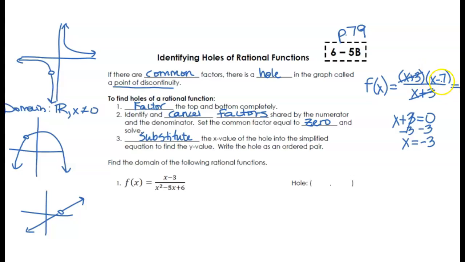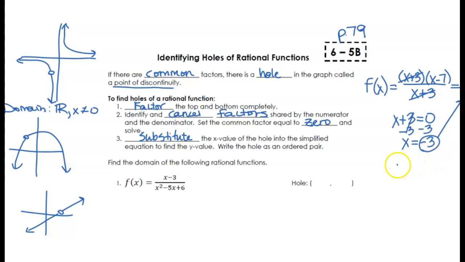Because x minus 7 was not the common factor. It's not what got canceled out. Right now, if I have the x value of the hole, then I need to find the y value, so I should substitute. Substitute where? Substitute negative 3 for x in the original function? Is there an easier way to do that? Just put it with x minus 7.